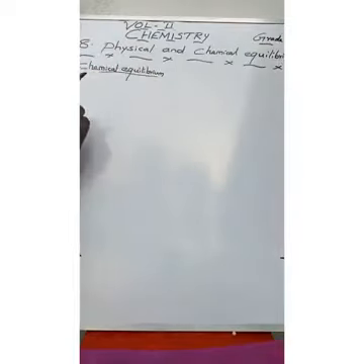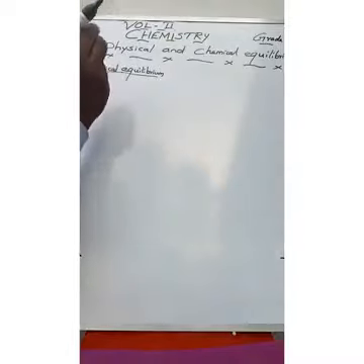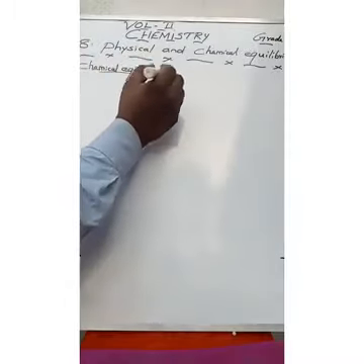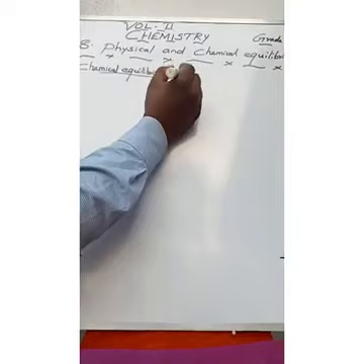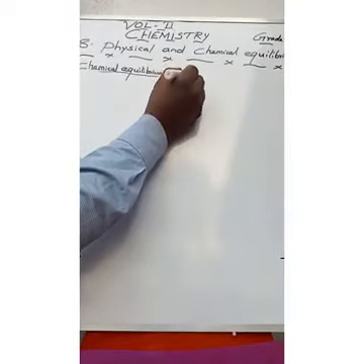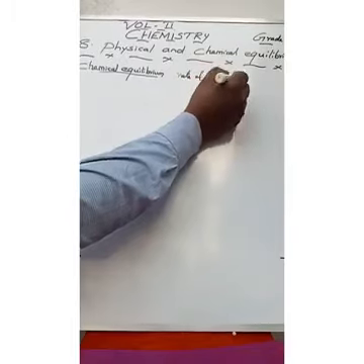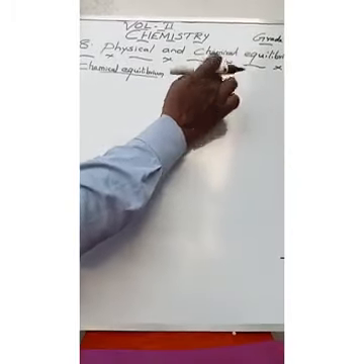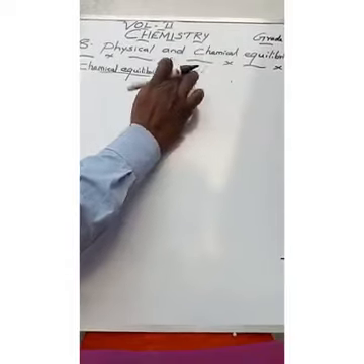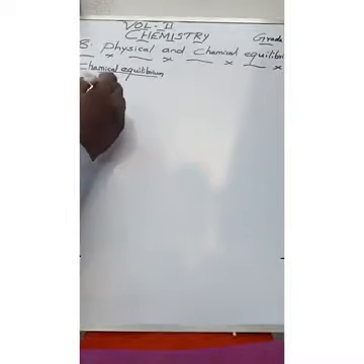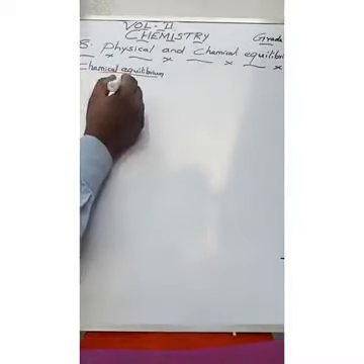Chemical equilibrium is a state in which the rate of the forward reaction is equal to the rate of the backward reaction. The rate of the forward reaction is equal to the rate of the backward, or reverse, reaction. What is the rate of the forward reaction? Forward. What is the rate of the reverse reaction? Backward. Let us consider a general reversible reaction.